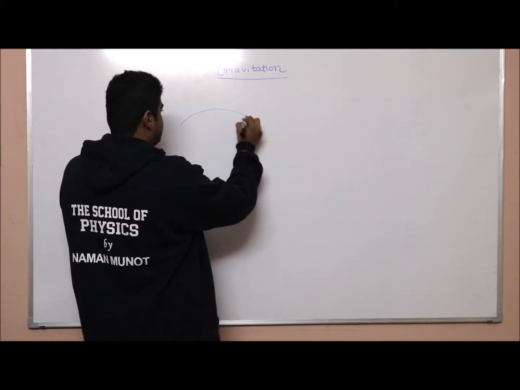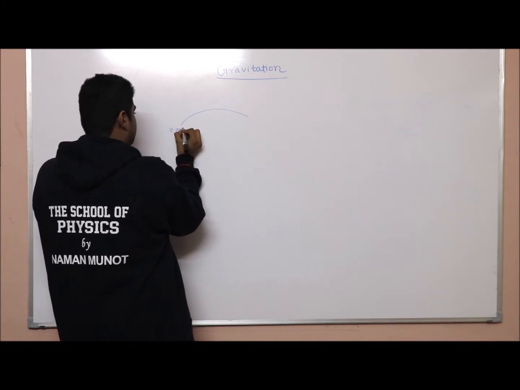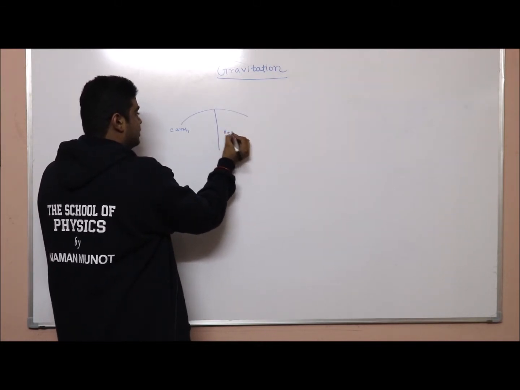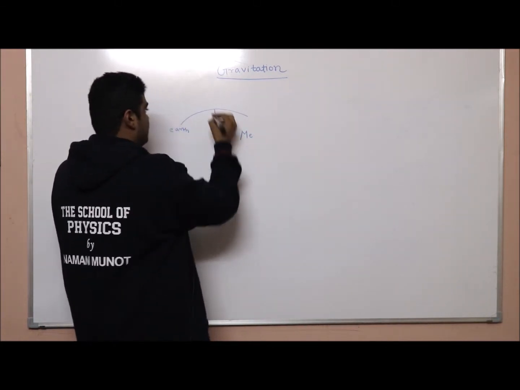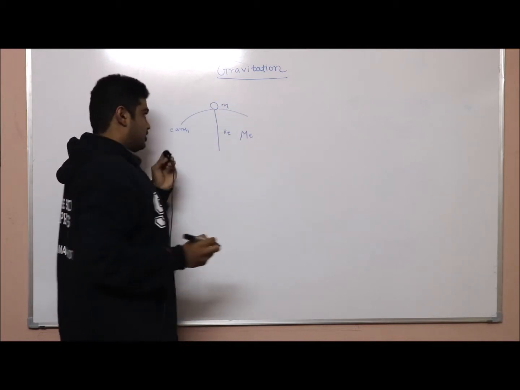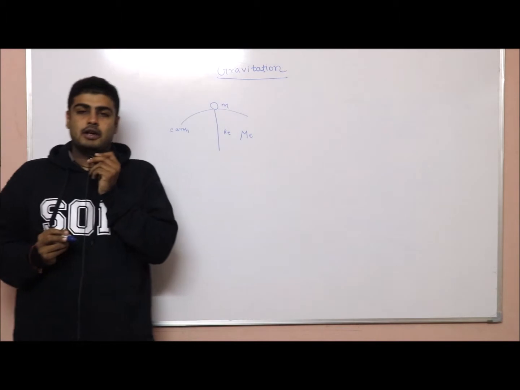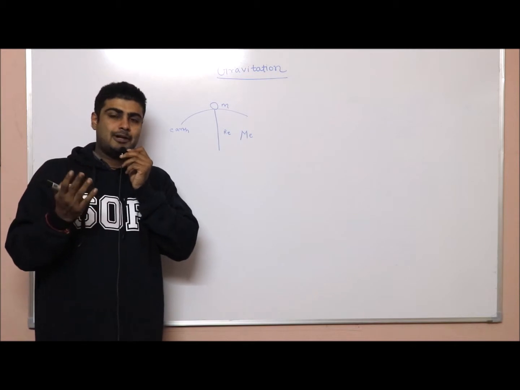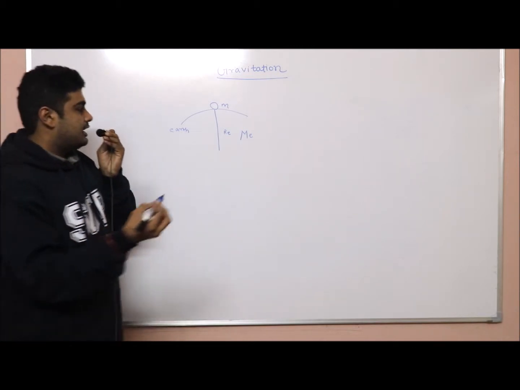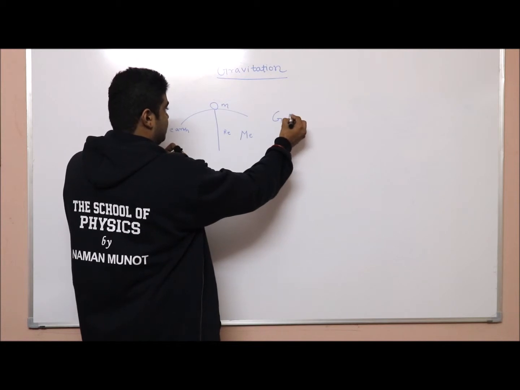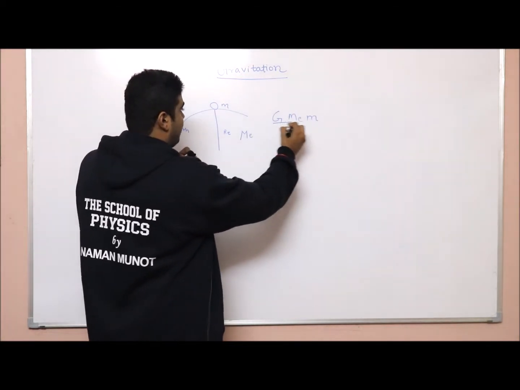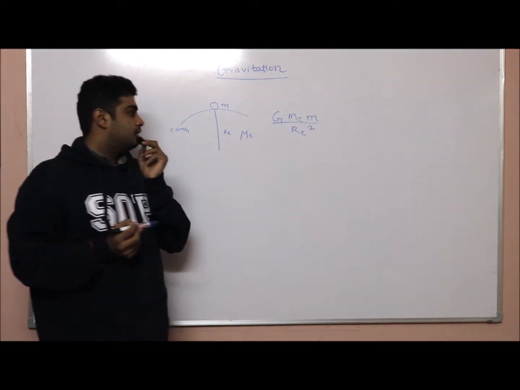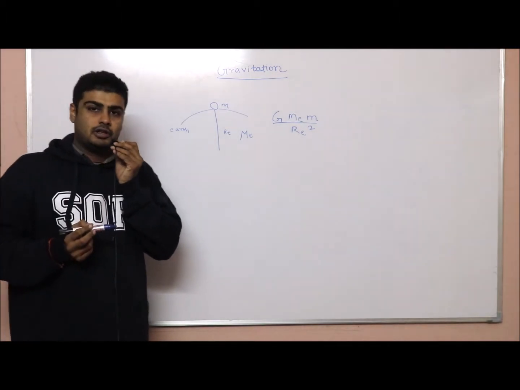So suppose this is Earth. This is our Mother Earth. This is the radius of Earth, and this is the mass of Earth. Now you're this particle, your mass is m. Now what force is Earth applying on you? What gravitation force is Earth applying on you? It is equal to G mass of Earth into your mass upon radius of Earth whole square.